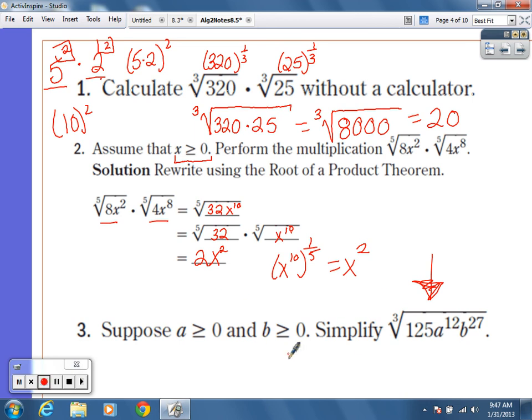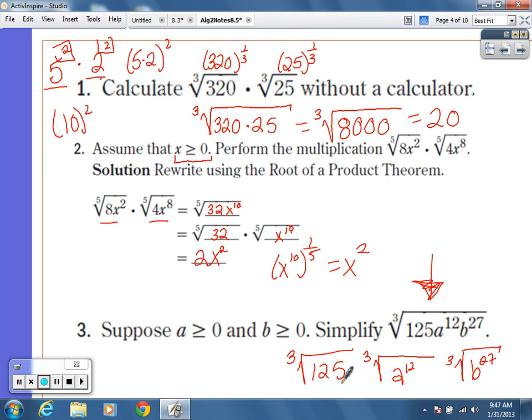125 is easy because the cube root of 125 is 5. Cube root of a to the 12. I'm not going to leave it as a to the 12. I guess I am going to leave it as a to the 12 because 12 divided by 3 is 4. This isn't the example I thought it was. And I'll have the cube root of b to the 27th.